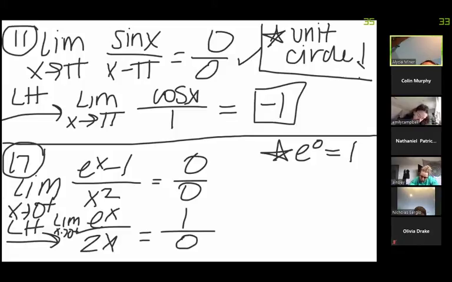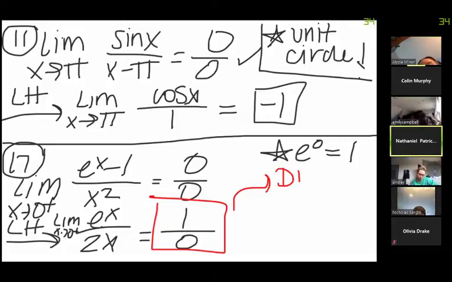e to the 0 is 1. What does this mean? I'm going to box it. What does 1 over 0 mean? It doesn't exist. Good. Your answer is DNE.